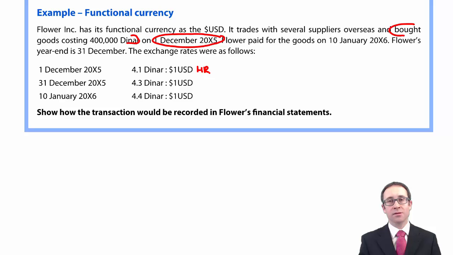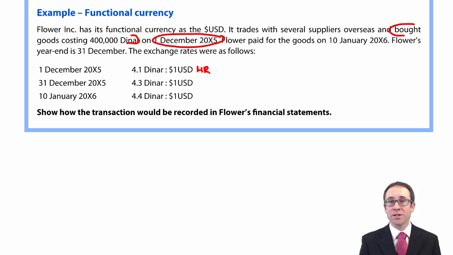So the rate in place at the transaction date. So we'll translate it at 4.1 dinar to the US dollar. It is a purchase on credit, presumably. So therefore, you will debit your purchases and credit your payables with whatever amounts we get when we do the translation. So we have the purchase, we have a payable.